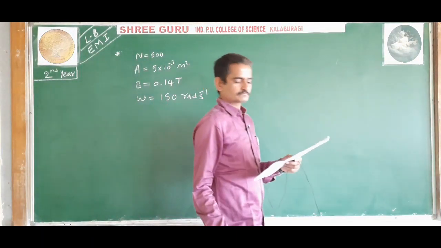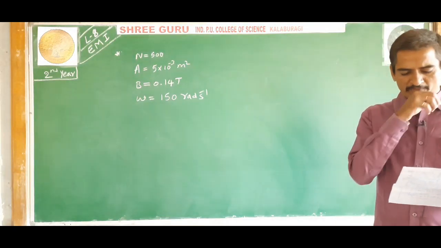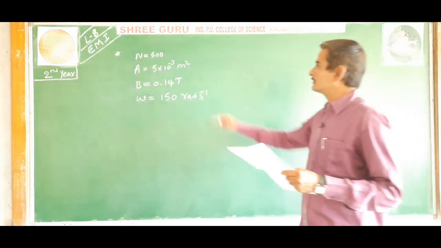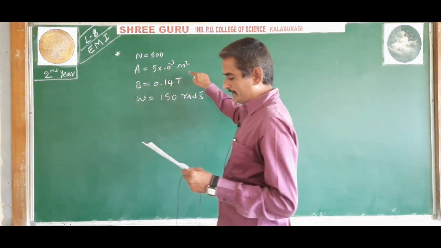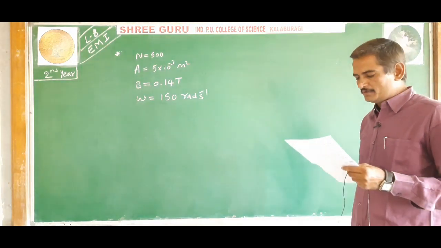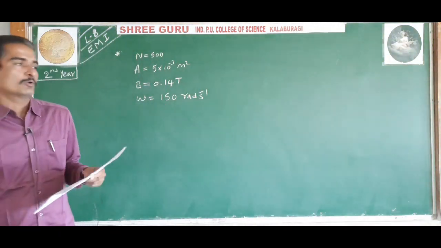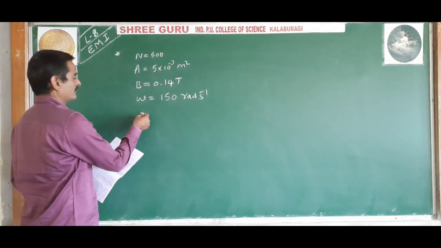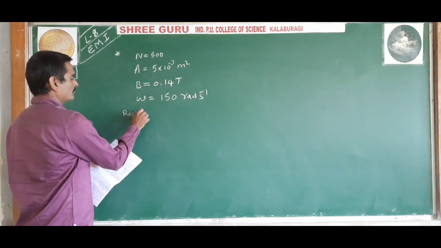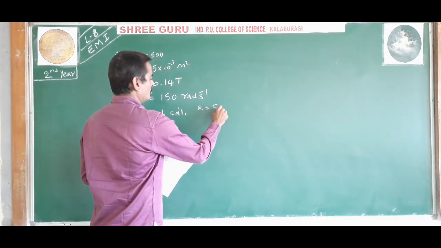Please stop. Once again I will repeat the sentence. A flat coil of 500 turns, each of area 5 into 10 to the power minus 3 meter square, rotates in a uniform magnetic field of 0.14 Tesla at an angular speed of 150 radian per second. The coil has a resistance of 5 ohm.